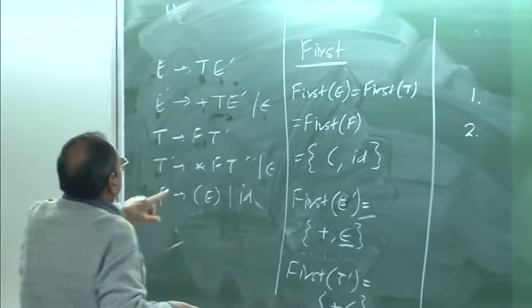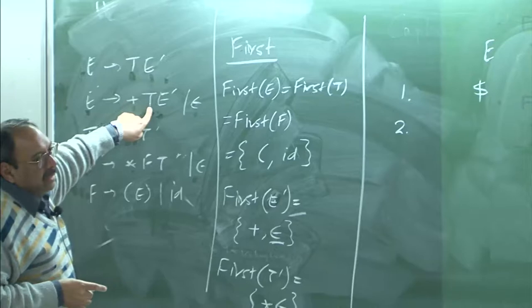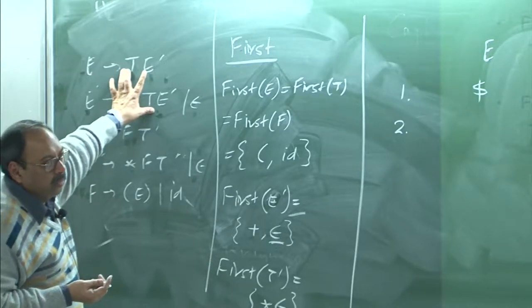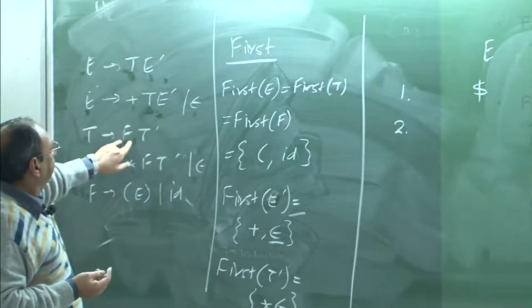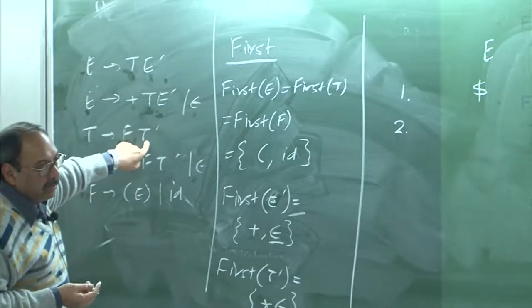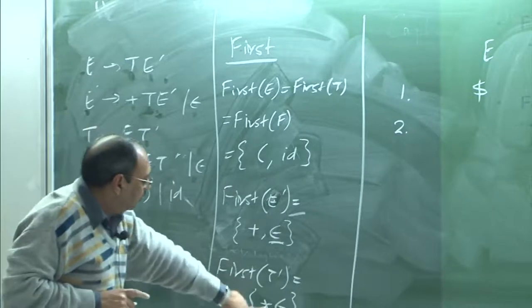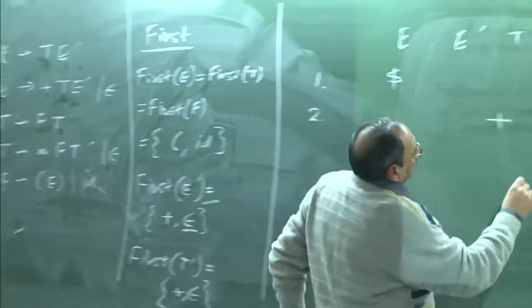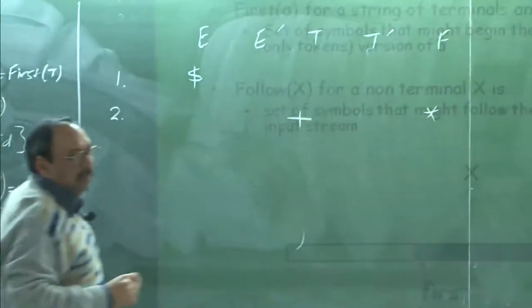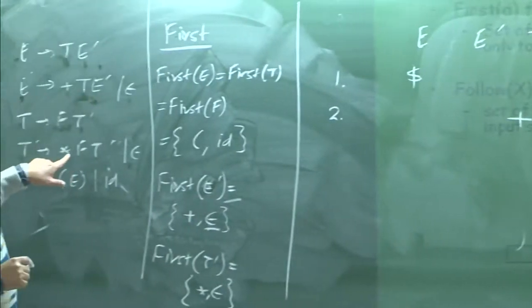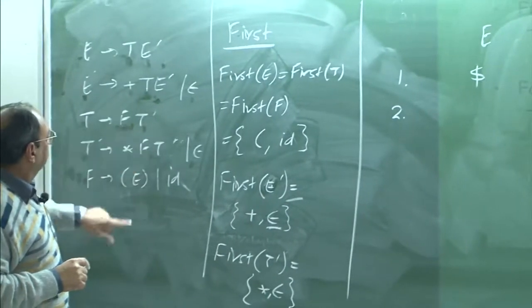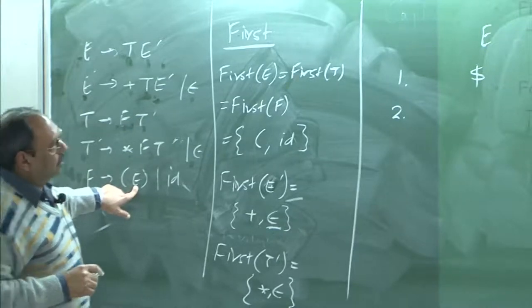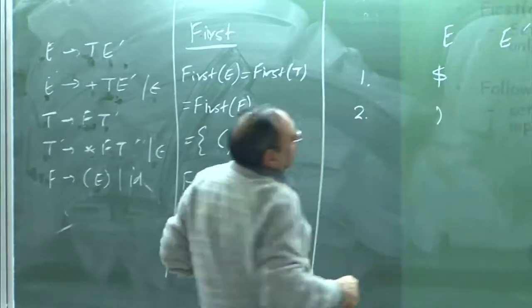What about this? Here there is again a non-terminal, but this pattern is the same, so it's not going to add anything. Now what about this? Follow of F contains everything in first of T prime except epsilon. First of T prime is star and epsilon. So follow of F will contain star. And this pattern doesn't give me anything new; it's the same pattern. And what about this? Follow of E will contain right parenthesis.